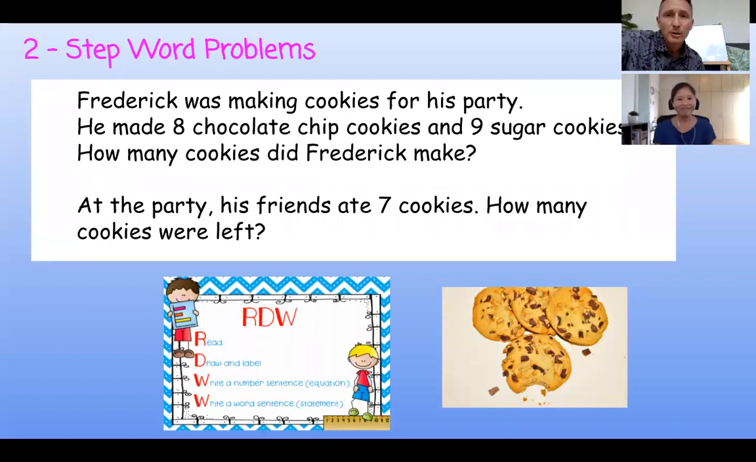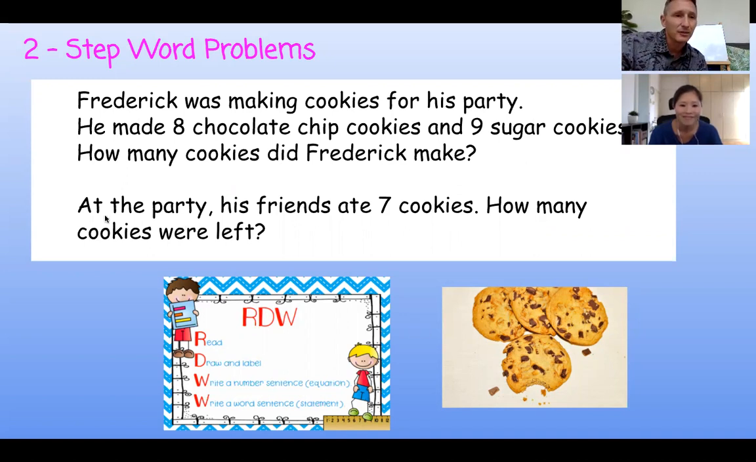So in this two-step word problem, we always want to start with that RDW, and that's reading the word problem. So first it says, Frederick was making cookies for his party. So I could see him in his kitchen. He's baking up cookies. Smells really good, yummy. He made 8 chocolate chip cookies and 9 sugar cookies. So we want to pay attention to those important numbers. How many cookies did Frederick make? So we're thinking about, is he adding or is he subtracting? He's making all these cookies, so I'm thinking right now he's going to be adding those two numbers together.